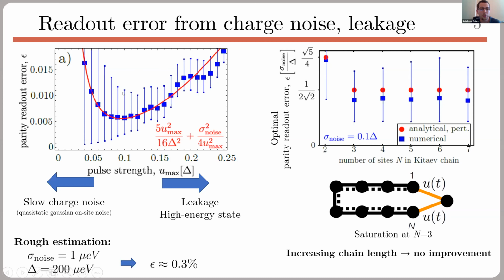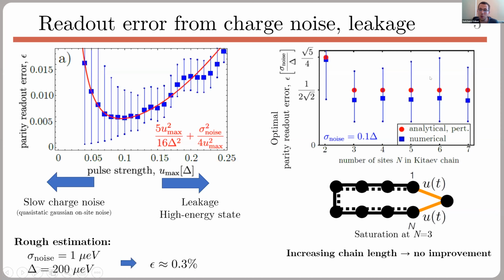So if you would like to summarize this plot, we can say that we have some optimal path strength somewhere here, and there's a corresponding optimal parity readout error. We can make a rough estimation with realistic parameters. So for example, I take into account 1 micro eV for the charge noise and 200 micro eV for the superconducting gap. And as a result, it gives a very nice value, 0.5% for the parity readout error.